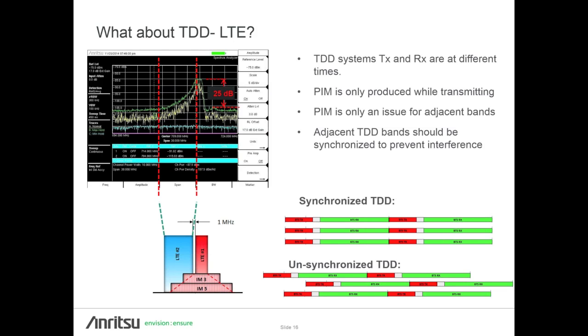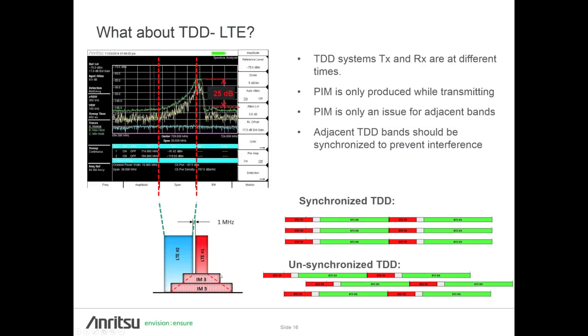I get asked all the time, what about TDD or time division duplex systems? Is PIM a problem in a TDD system? Well, a TDD system by itself is not impacted by PIM. And the reason is that when you're transmitting and when the PIM is being generated, you're not receiving. And so therefore I'm generating PIM, I have a guard period, and then I start to receive. So PIM generated by my own transmit signals are not causing interference into my own receive band in a TDD system.